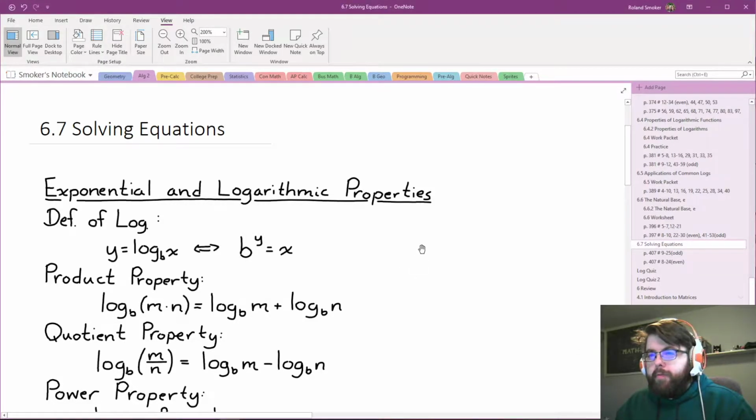Hello, Algebra 2. We are in the final section of this class. Chapter 6, Section 7, Solving Logarithmic and Exponential Equations. Essentially just solving equations using the properties that we learned with logarithms and exponents.